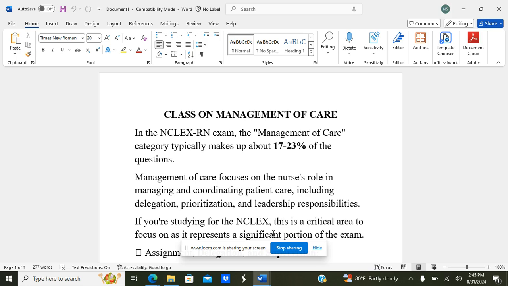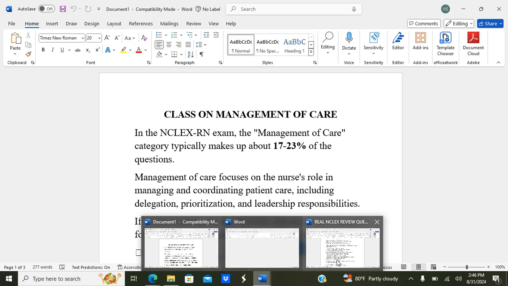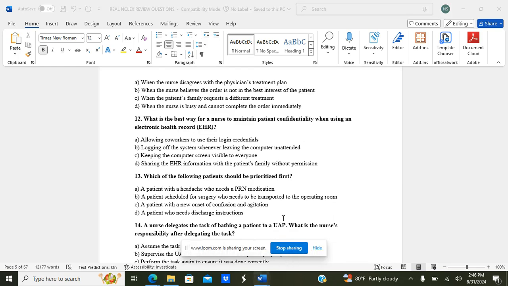Now we are going to go directly to the questions because we're going to answer many questions today. We are going to start with question number 12. What is the best way for a nurse to maintain patient confidentiality when using an electronic health record? What is the best way?